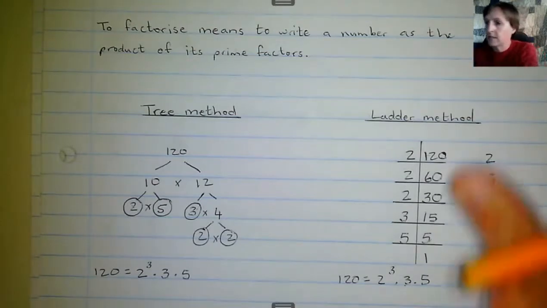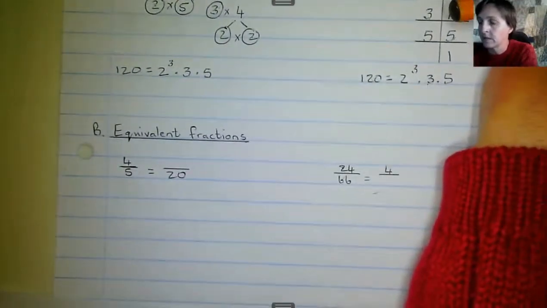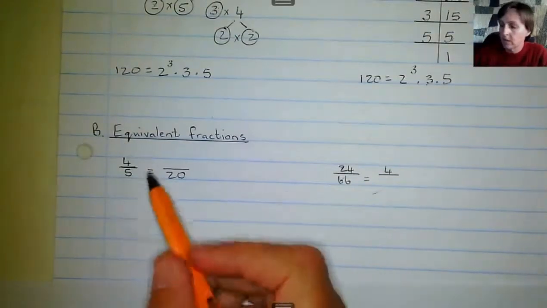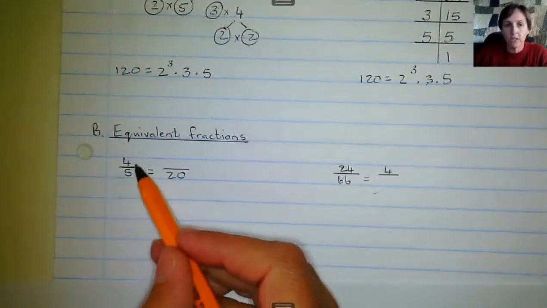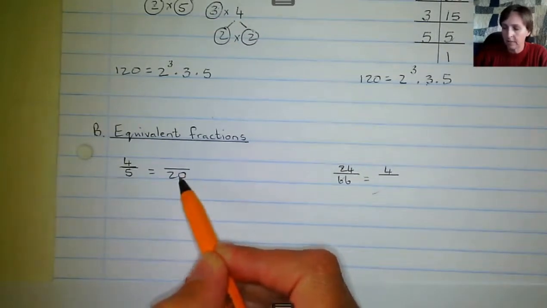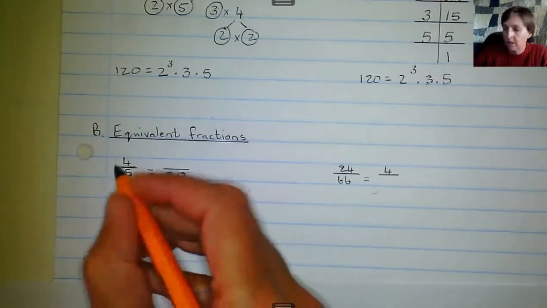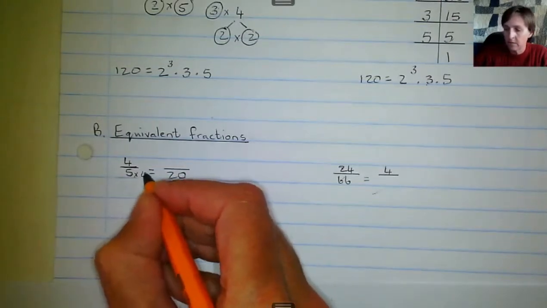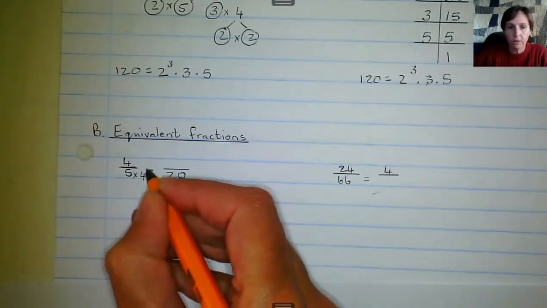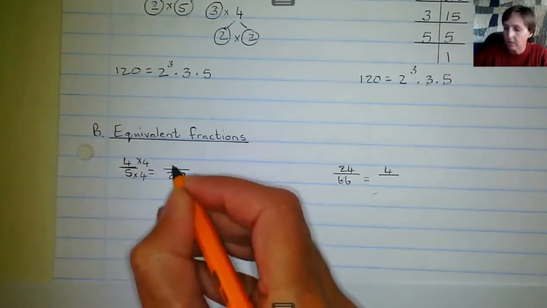Alright, then our next section that we did was equivalent fractions. This is going to become very important in this next section that we're going to start working with. So, I have a look at my fraction, I have a look at my new denominator. How did I get from 5 to 20? To get from 5 to 20, I'm only allowed to multiply or divide. So I'm going to say times by 4. 5 times 4 is 20. Now, if I multiply by 4 at the bottom, I have to multiply by 4 at the top. And 4 times 4 is 16.